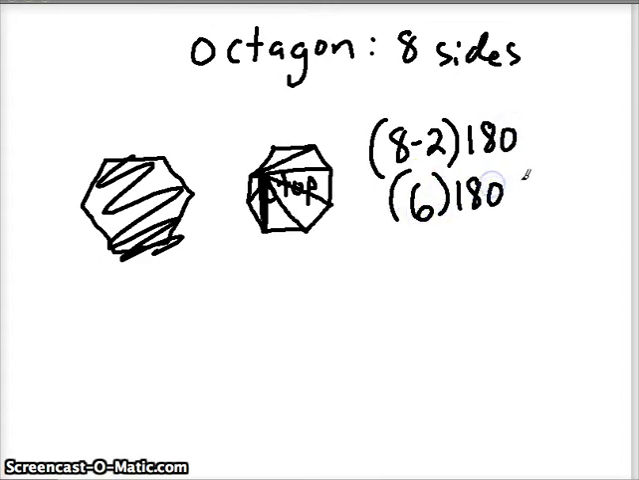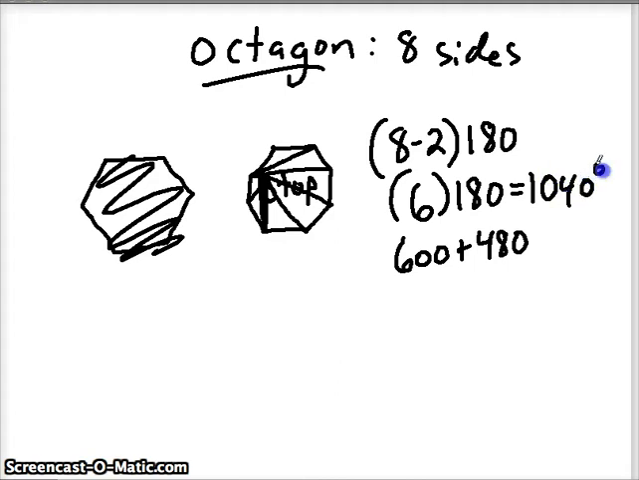And if we multiply 180 by 6, we should get the interior angles of a stop sign, or more specifically an octagon. 6 times 100 is 600. 6 times 8 is 48, and we're going to put a 0 on there and add it together. Get 1040 degrees inside an octagon.